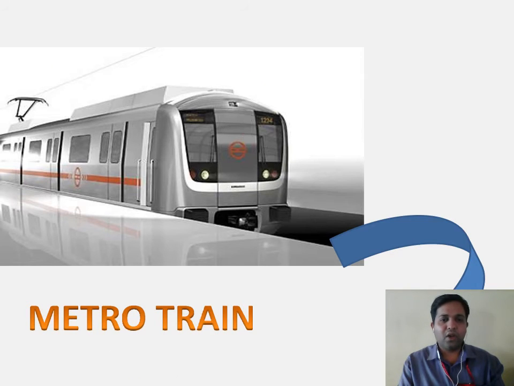Then we are aware of metro trains, right? If you observe the engine room, the control takes place with the help of some rheostat to increase or decrease the speed of the metro train. Once again we are going to operate with electricity, so it comes under the electric traction system. This is another example of electric traction system.